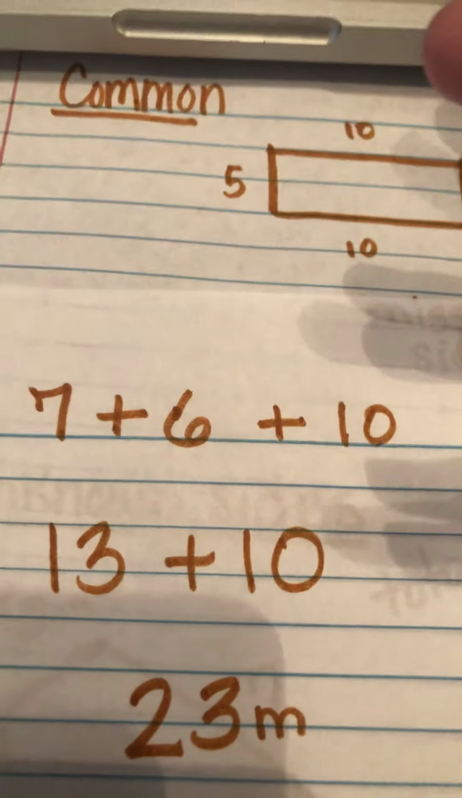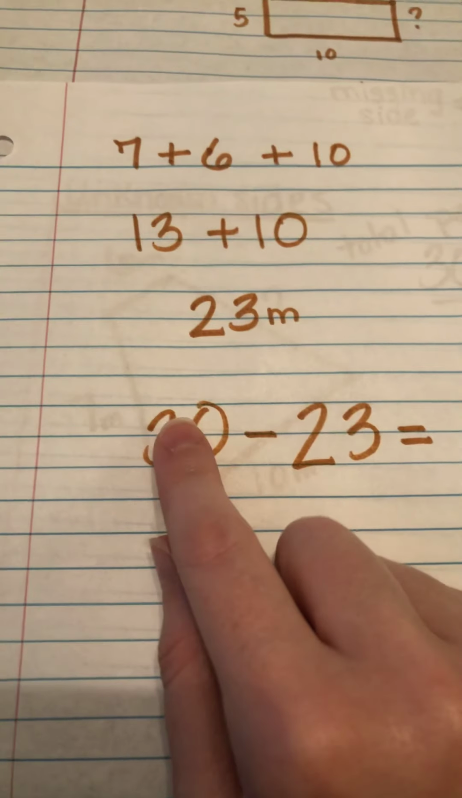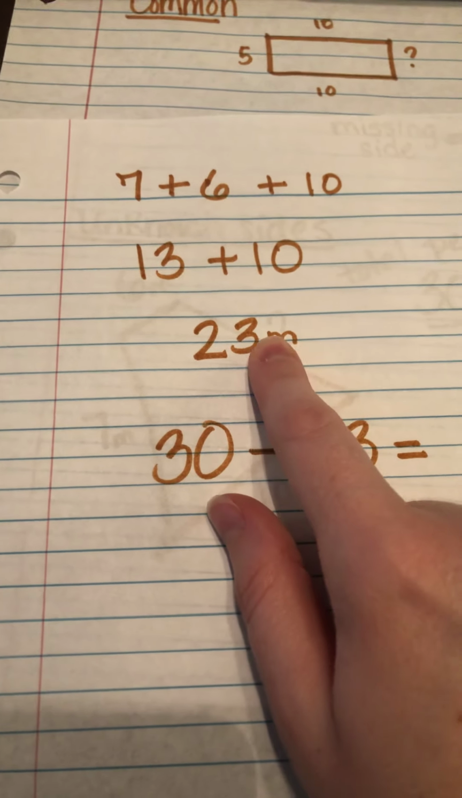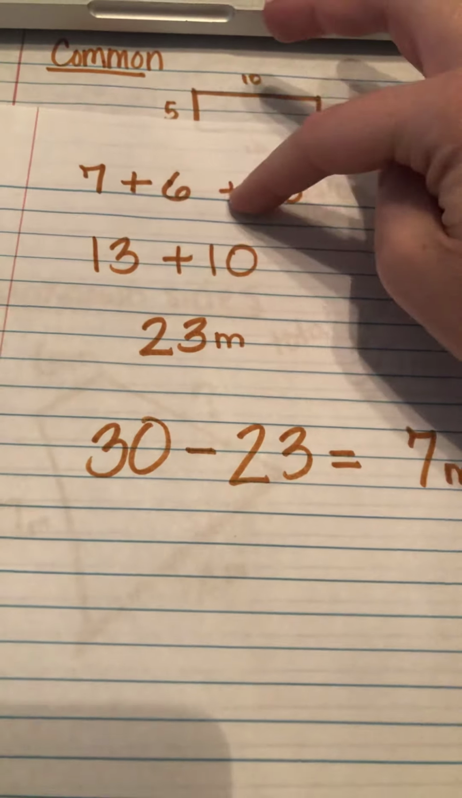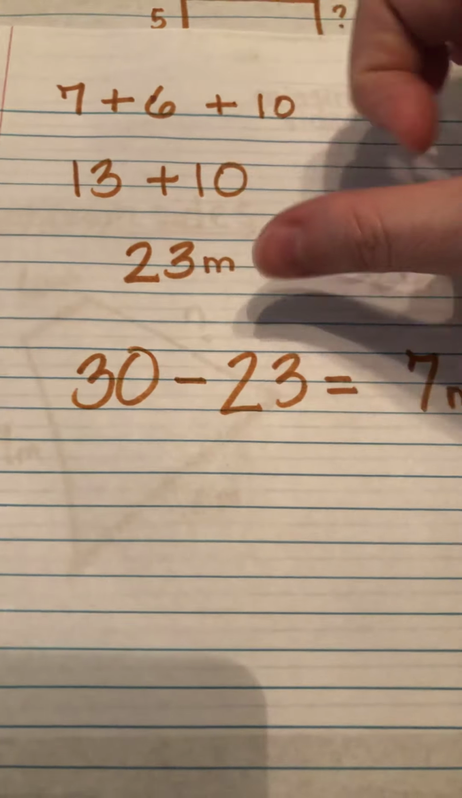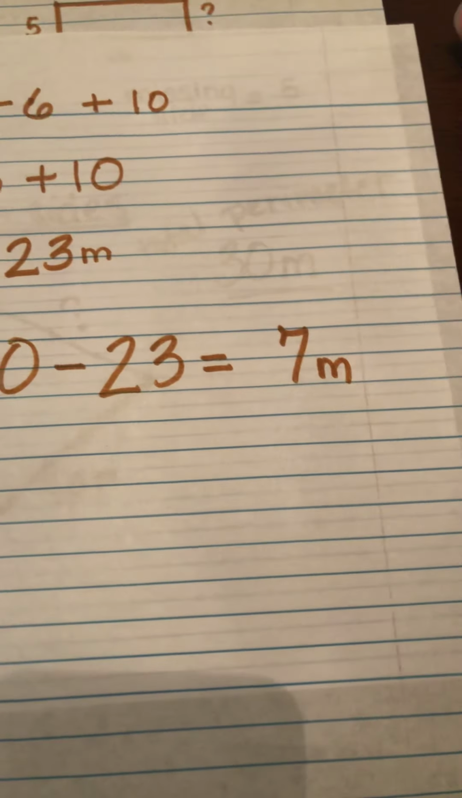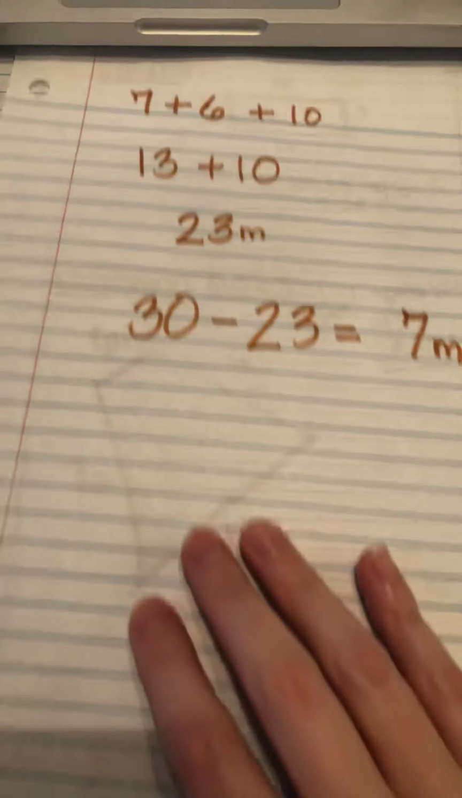And all you need to do now is take that total perimeter, 30, and subtract it minus what we know, and we'll find out what we don't know. Okay? So you would take the sides that you do know, subtract it minus the perimeter that they tell you, okay? And it equals the missing side. Okay, that's the example. All right, let's look at the solve and share.